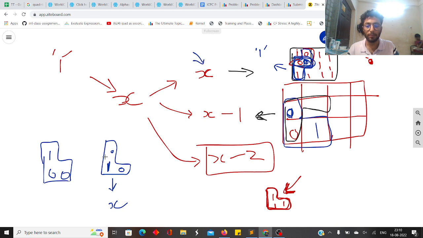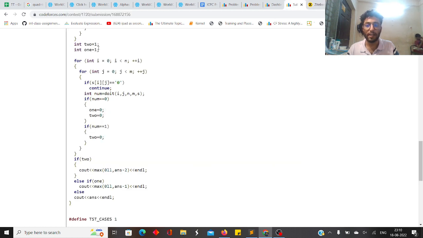If I have an L-shaped element to start with such that only one of the cells is 1, in that case my answer would be X. And if I have an L-shaped element that contains one of the zeros and the remaining cells as 1, then in that case my answer would be X minus 1. So I'm trying out the case work. So this is the flag variable, and it is initialized to 1 itself.